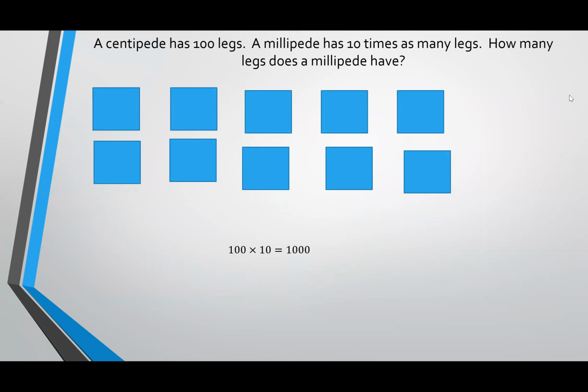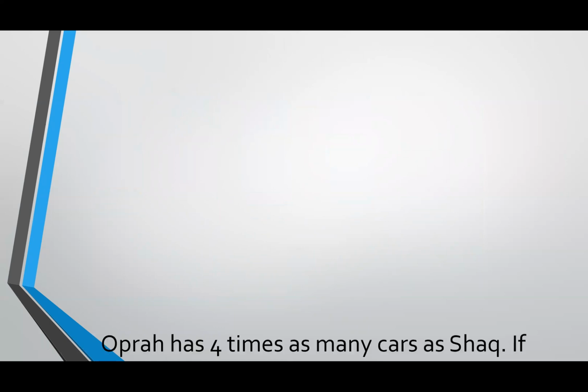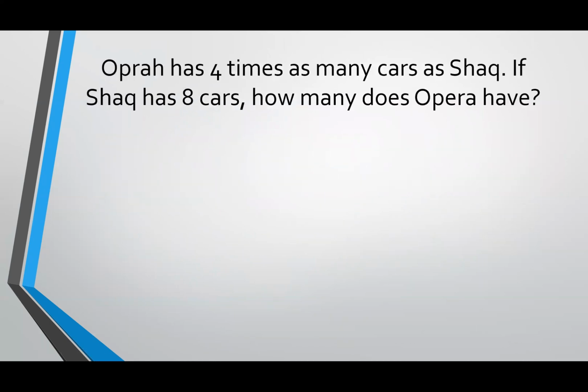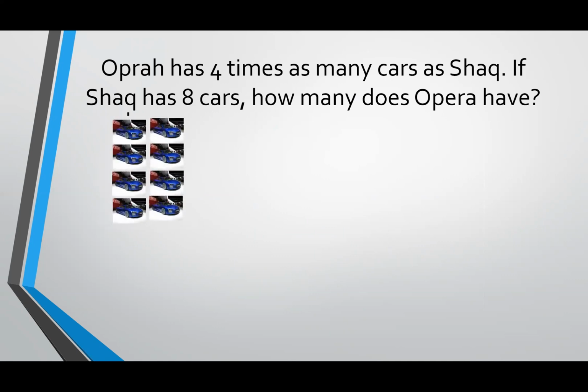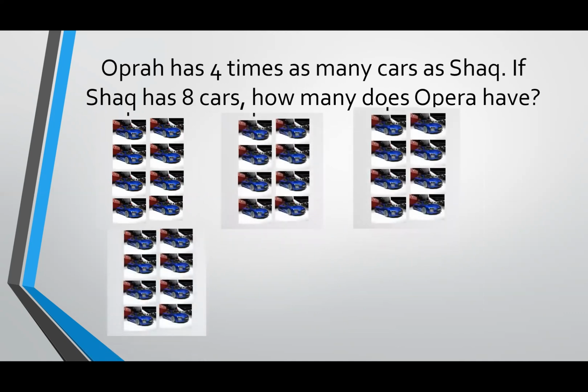Then finally, we want to go into the abstract stage. So Oprah has 4 times as many cars as Shaq. If Shaq has 8 cars, how many does Oprah have? Well, we want the kids to know by now that they could just write 8 times 4 equals 32. But just in case kids needed some prompting or some additional supports, depending on what stage of learning, there are Shaq's 8 cars. Oprah has 4 times as many as that. How many does she have? Okay, so then represented as 8 times 4 equals 32.